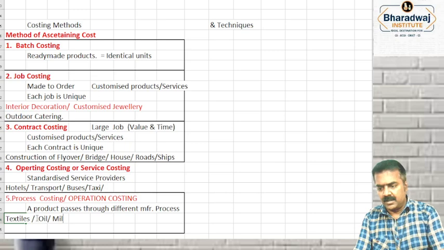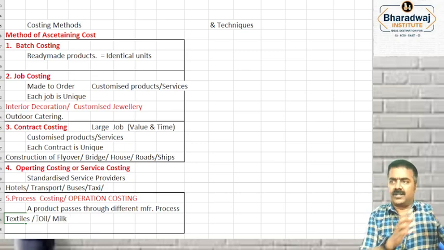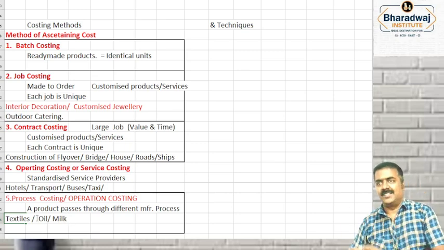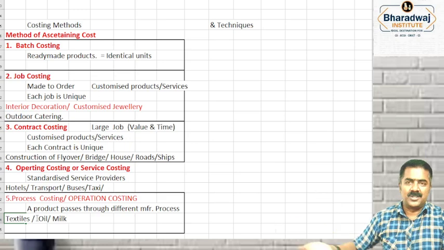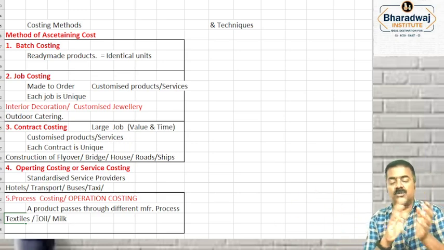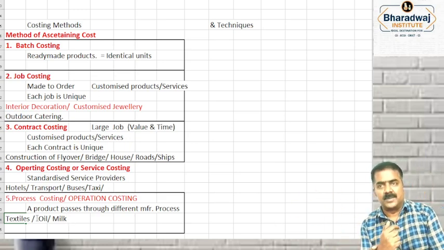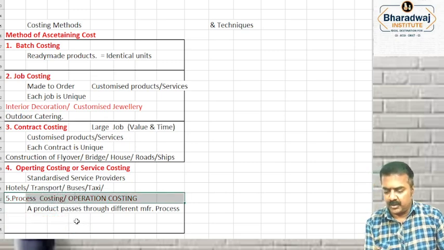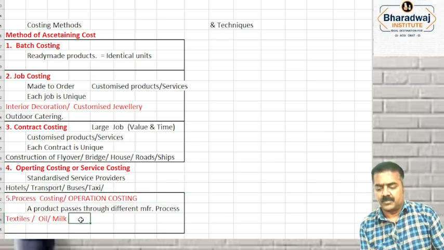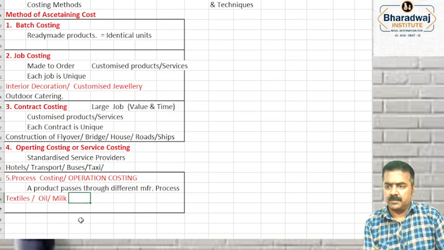Milk. Okay, we call it as raw milk, toned milk, cheese, butter, curd, yogurt. Okay, so various products are manufactured through different processes. We will follow which method? Process costing method. Simple. When a product is manufactured through distinct and different processes, then you will follow which method? Process costing method.